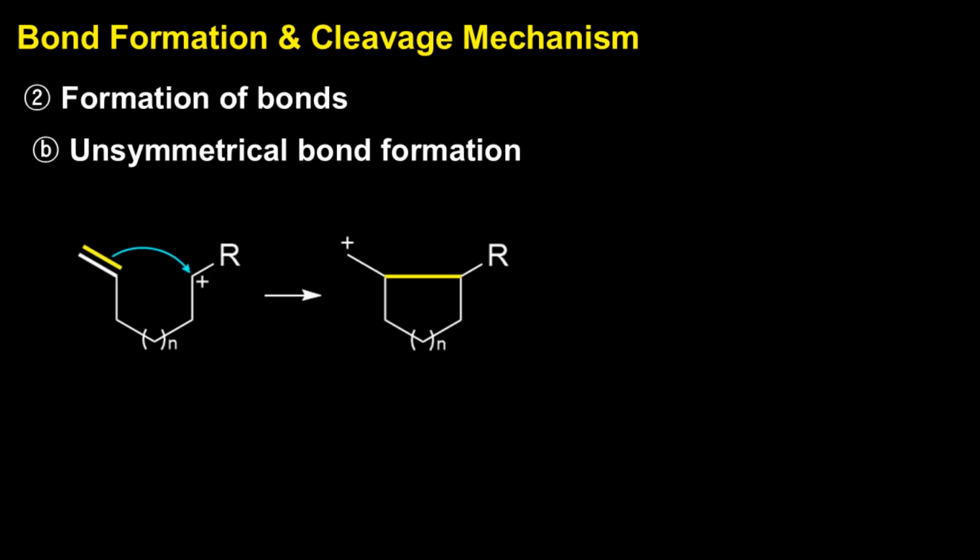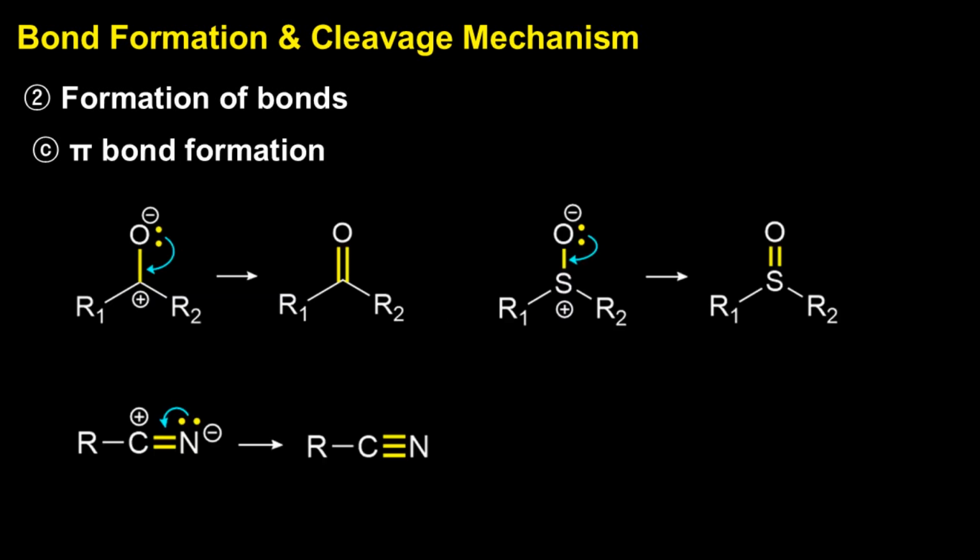Another good example is when a pi bond acts as the electron donor in sigma bond formation. The electrons in that pi bond shift over toward a carbocation, and that creates a new sigma bond. In the diagram, the yellow bond highlights this newly formed connection, and this kind of step is a hallmark of electrophilic addition reactions.